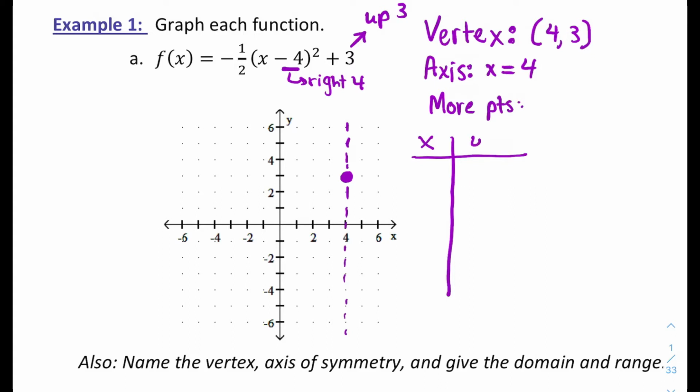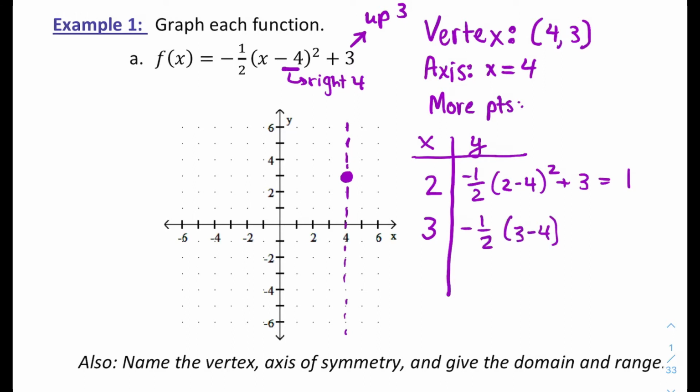So let's pick some points close to my vertex. If I pick some x's far away from my vertex, the y's may not fit on my graph. So I'm going to go right next to my vertex at 2 and 3. If I plug 2 into my original function, I get the y value of 1. If I plug 3 in, I'm going to come up with a y value of 2.5. And then I'm going to plot those on my graph. So (2, 1), (3, 2.5), and then I can reflect those over my axis of symmetry and draw in my complete graph shape.